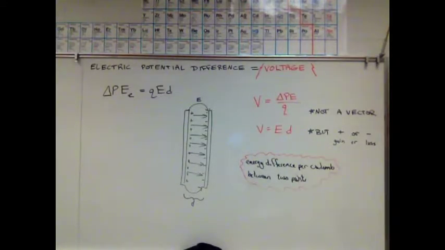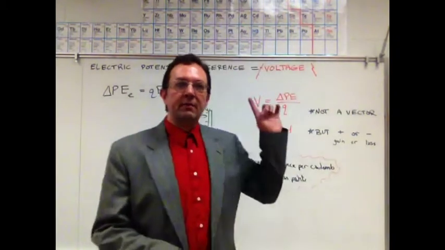Voltage is electric potential difference. So anytime you see electric potential difference written, or generally potential difference written, it means you're talking about voltage. So immediately translate one into the other, because voltage is electric potential difference. We have this equation sitting right here.